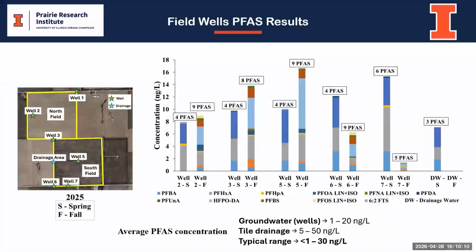After Lagoon 3, that water is used to irrigate the field. So we analyzed several wells, also during the spring and the fall, and we also analyzed the drainage water. We only have data from the spring because when we sampled in the fall, there was no drainage. I forgot to mention that we sample all these lagoons and wells once a month. Here the concentrations are pretty low. We only have between 4 and 9 PFAS in all the wells, and the concentrations are inside the range of previous studies from other locations around.